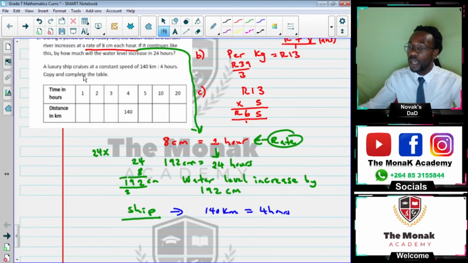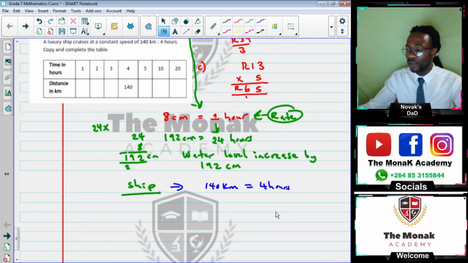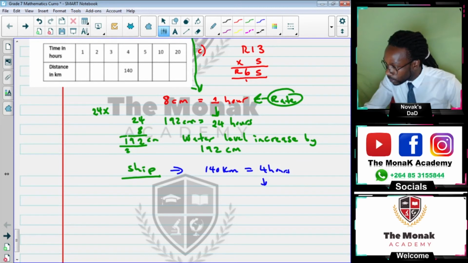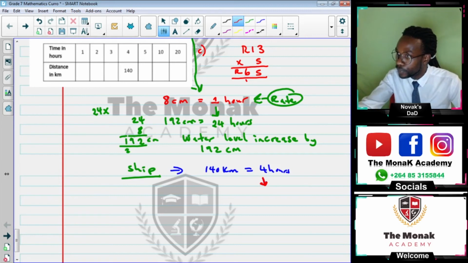So now copy and complete the table. Look at the table. The table has our distance and our time in hours. So our first one that we're given, 4 hours is 140. We want to know each hour what is the distance. That's the first thing to know, because hours are the one that are 1. So in order to make it 1 hour, what must happen? We must divide by 4.